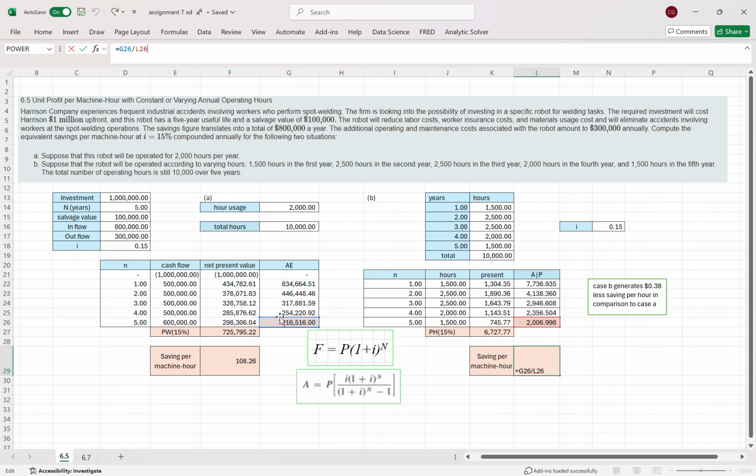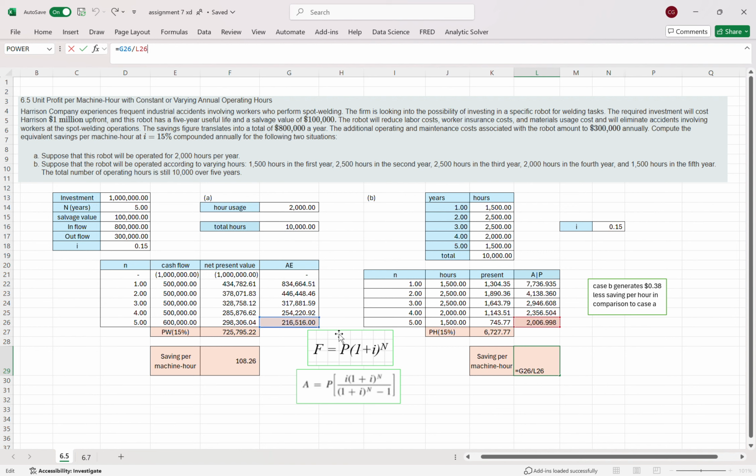So to find the savings per hour per machine in this case, what I did is I divided the equivalent of savings by the equivalent savings of hours. Why did I do that? Well, since it's in the statement, we are using the same initial conditions for investments, for the period, for the salvage value, for the inflow, outflow. We are using all the same conditions for both cases, and also for both cases, we have a total of 10,000 hours at the end of the periods.